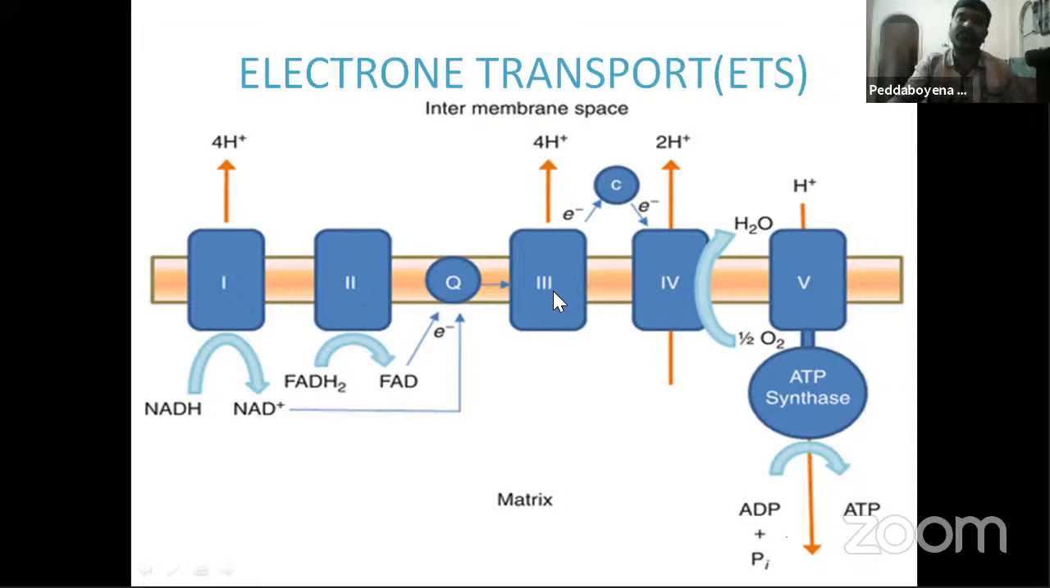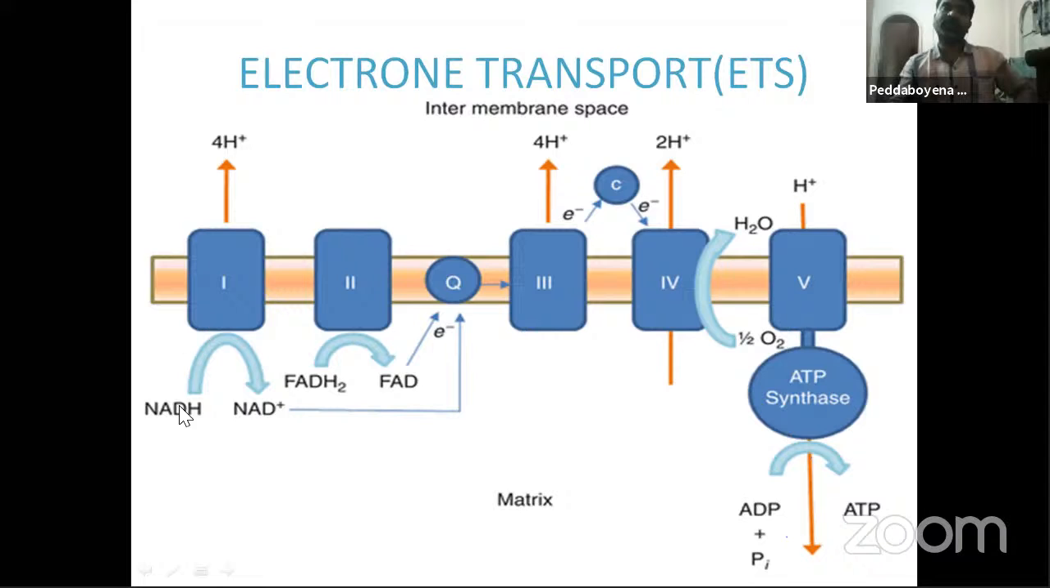Then the electrons from cytochrome C come to complex 4. Complex 4 is made up of cytochrome A and A3. The electrons also come through the process of oxidation and reduction. But at complex 4, 4 protons are not pumped out. Why? Because only 2 protons are pumped out to the inner membrane space. The remaining 2 protons are combined with the oxygen molecule, and so are involved in the formation of the water molecule.